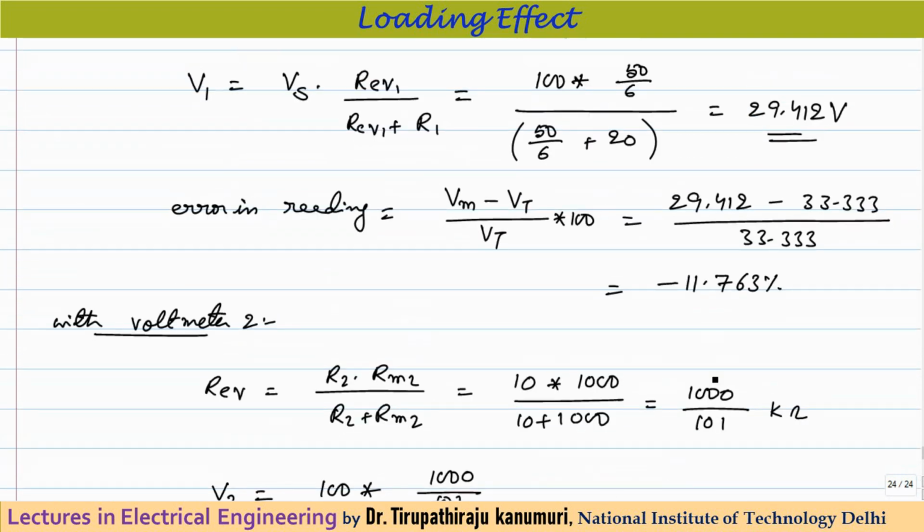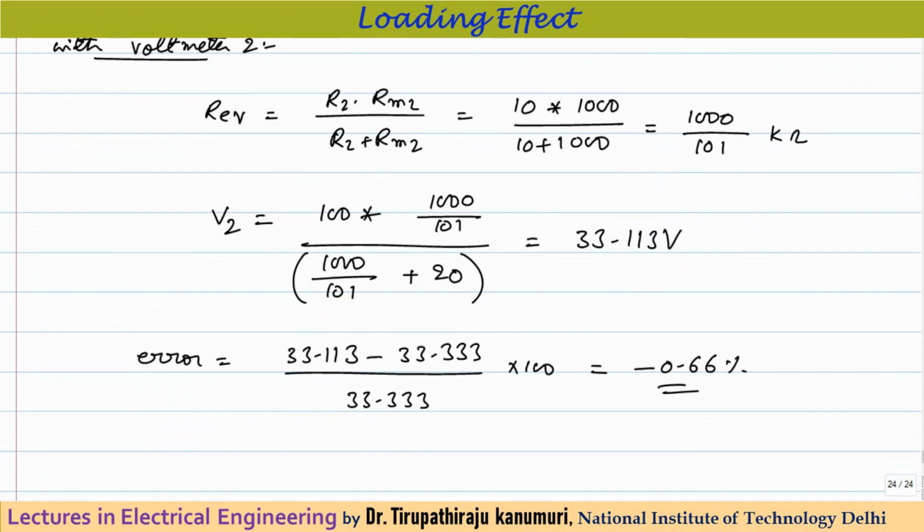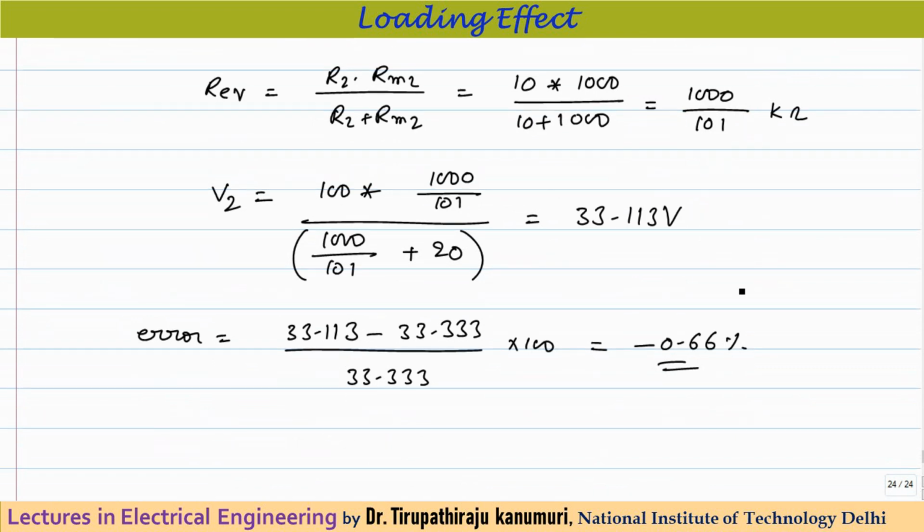You can see with the second instrument the error is only 0.66, whereas the first voltmeter the error is more. Can you guess the reason why the error is more? Because it is drawing more current. The first instrument is drawing more current when compared to the second instrument. Whichever instrument is taking less current, we call it more sensitive. That means for a small current itself, it can display the more value. So we can tell the second instrument is more sensitive when compared to the first instrument.